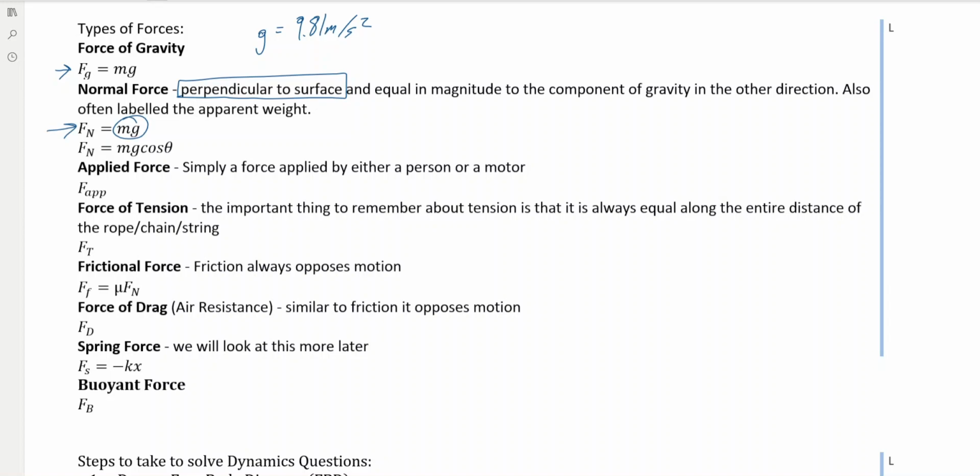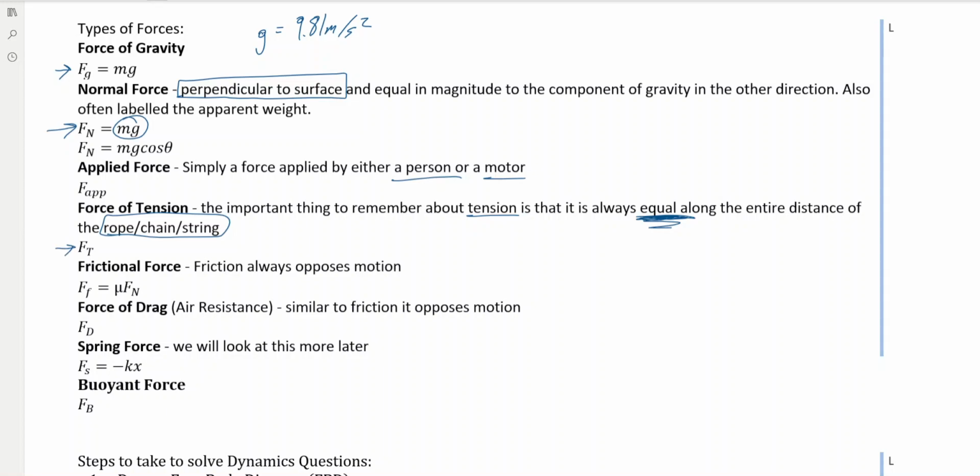Okay, applied force is a force that's been applied by either a person or some sort of motor or machine, and so we just say force applied. Force of tension: what's important about the force of tension is that it's always equal along the entire distance of whatever rope, string, or chain you've got. Okay, and we label that Ft.